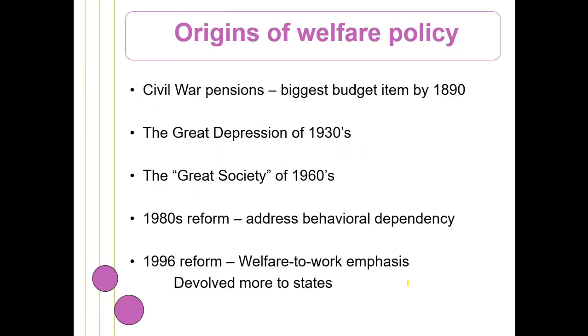Now, as far as looking at the history of welfare policy, it all kind of starts particularly with the progressive era in the late 1800s. Even by 1890, the biggest budget item in federal government was Civil War pensions. The Great Depression of the 1930s was a big turning point in that there were a lot of people that were hurt by the Great Depression through no fault of their own, and the United States was somewhat behind other industrialized nations in trying to take care of the elderly or the sick or the poor or the out of work.